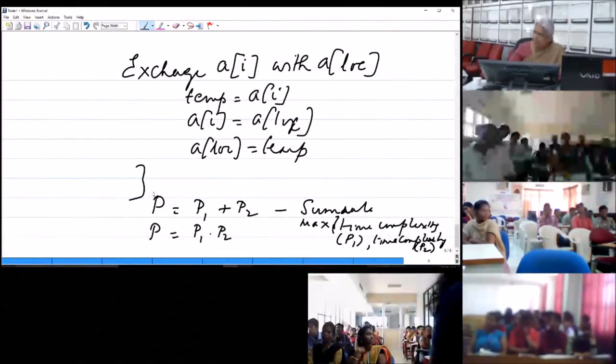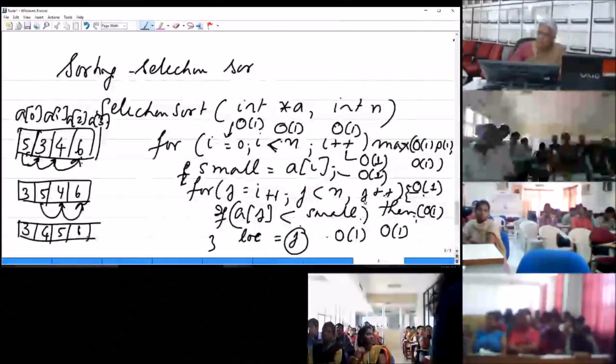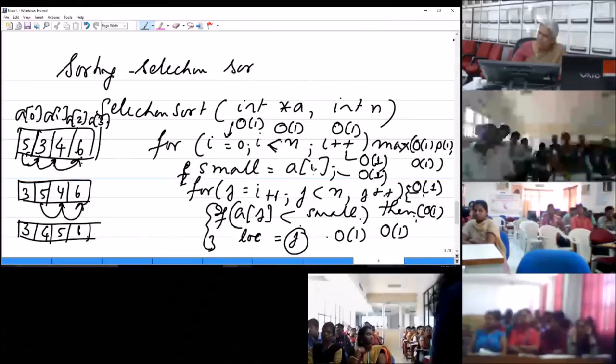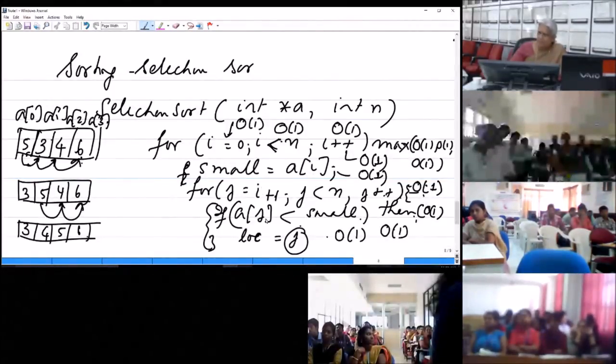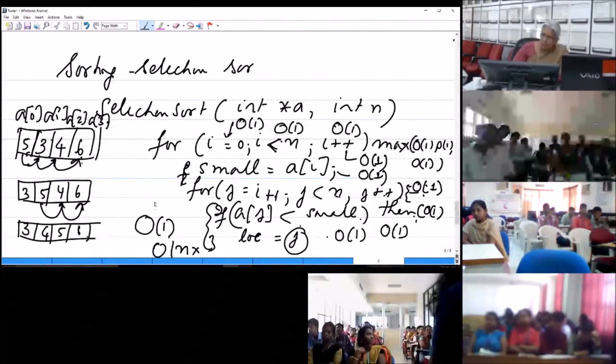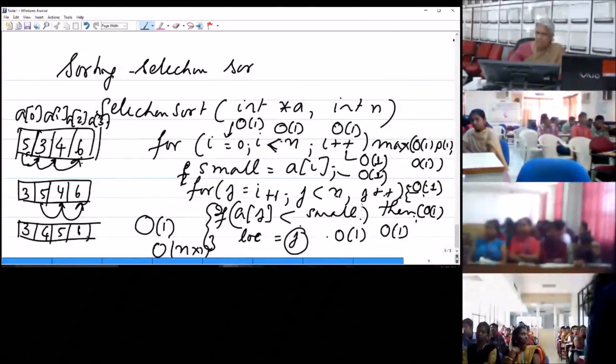When do we apply the product rule? Here this whole thing, you can apply the sum rule: order 1, order 1, order 1, because they're all one after the other. Sum of programs in sequence. Therefore, execution of this whole loop body is going to cost order 1. But this loop is executed n times. Therefore, it becomes order of n into 1. Product of two programs.